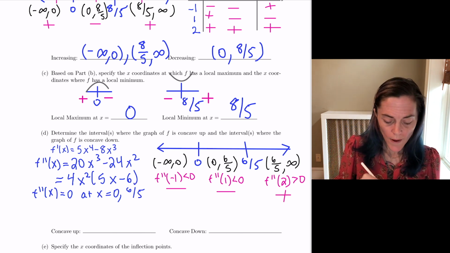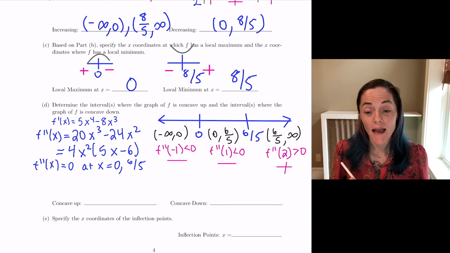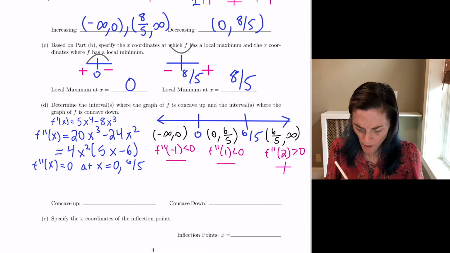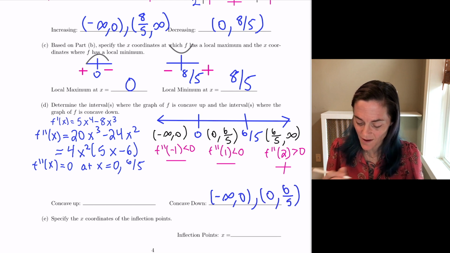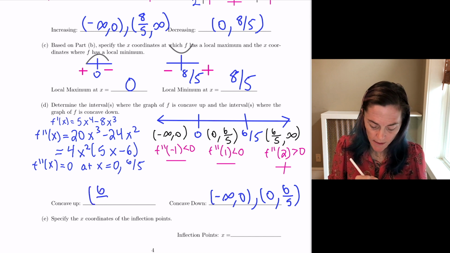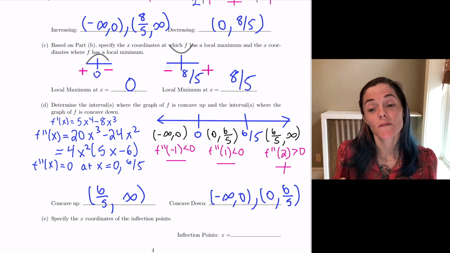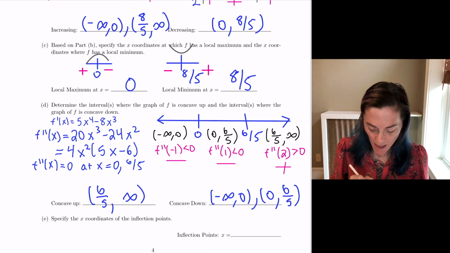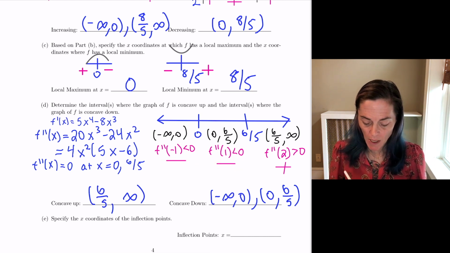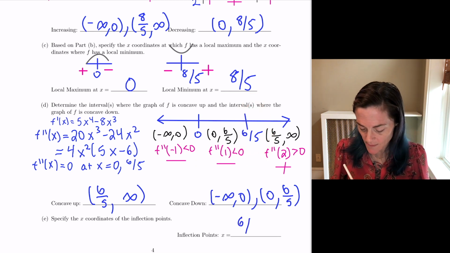Okay, so my intervals: concave down everywhere we see a minus. Maybe I'll do that first. This goes minus infinity to 0 and 0 to 6 over 5. Concave up everywhere we see a plus, 6 over 5 to infinity. Now, the x-coordinates of inflection points: 0 does not correspond to an inflection point because we do not switch concavity. But here at 6 over 5, we do have an inflection point. So that is my answer here.